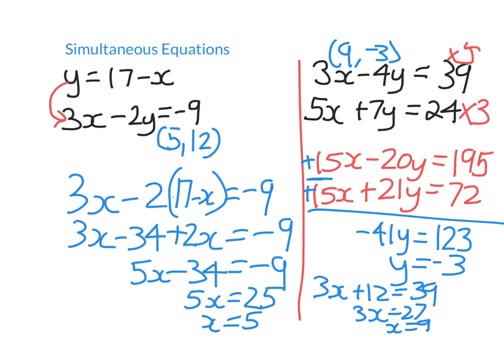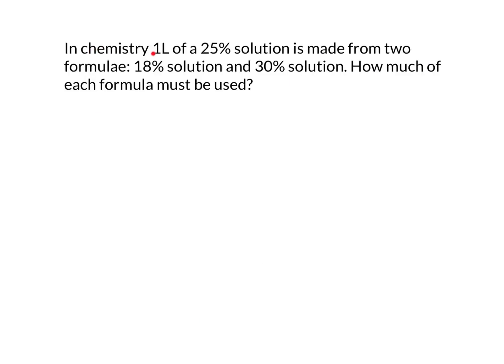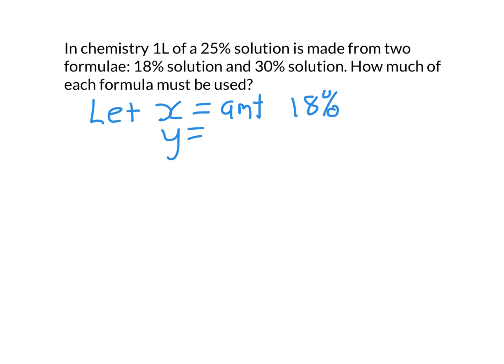Let's now look at some worded problems. So in chemistry, 1 litre of a 25% solution is made from 2 formula, 18% and 30%. How much of each formula must be used? Whenever you're doing a worded problem with simultaneous equations, you always start off by defining your variables. You always let x equal one of the things you're trying to find and y equal the other. So in this case, we want to know the amount of the 18% solution that we're using and how much of the 30% that we're using.